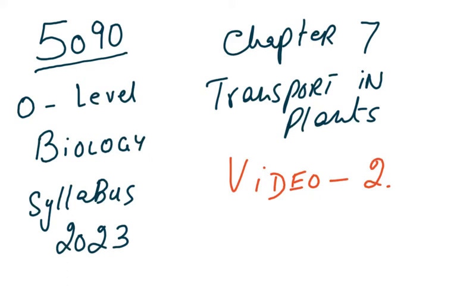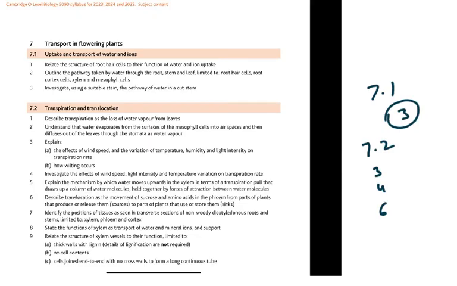Bismillahirrahmanirrahim. This is the second video on chapter 7, which is transport in plants, and this is the new 2023 syllabus. Now, the points left in the previous video are 7.1 point 3, and 7.2 points 3, 4, and 6. So that is what we're going to handle in this video.